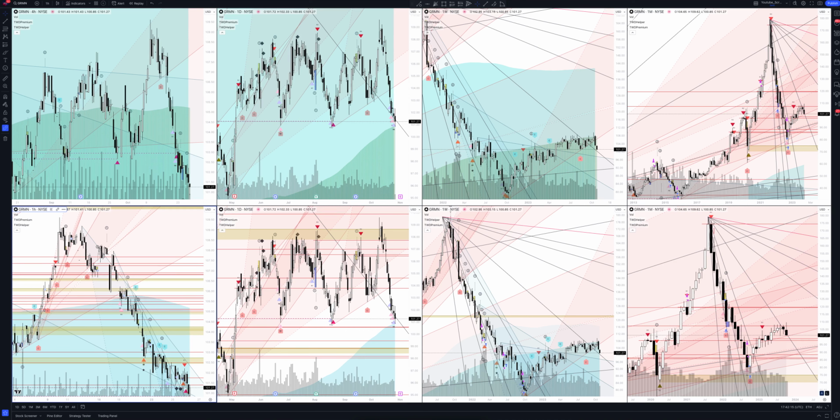Today we will take a look at Garmin stock. Let's analyze the market situation and find out how you can make money on it. Let's start.